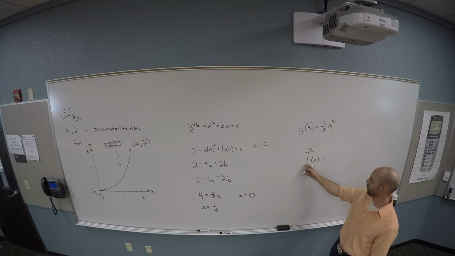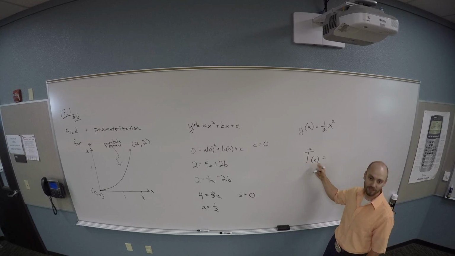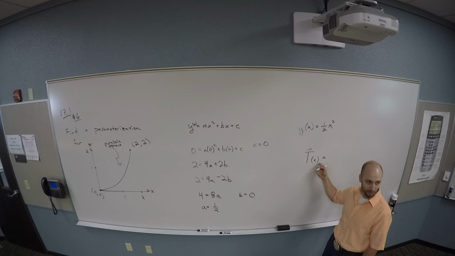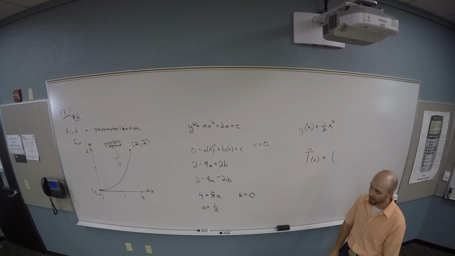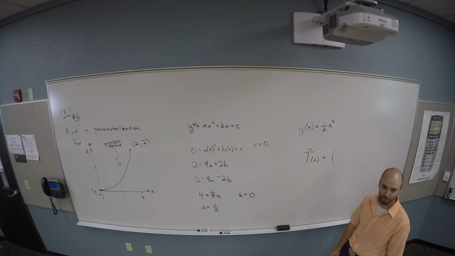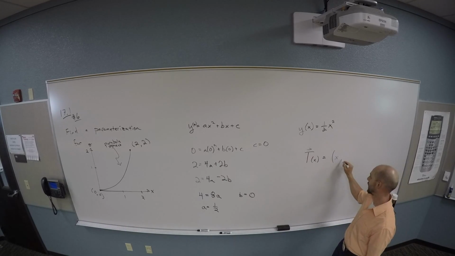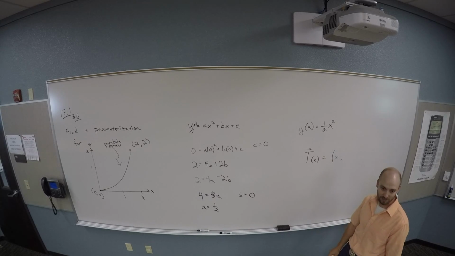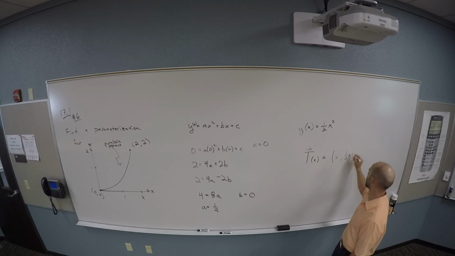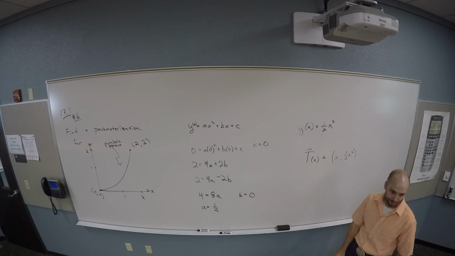So I'm going to call the parameterization t. x is going to be my time variable, right? Yeah. And then what's x in terms of t? x. And what's y in terms of t? 1/2 t squared. Perfect.